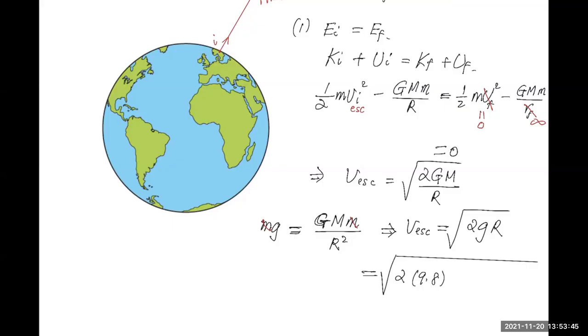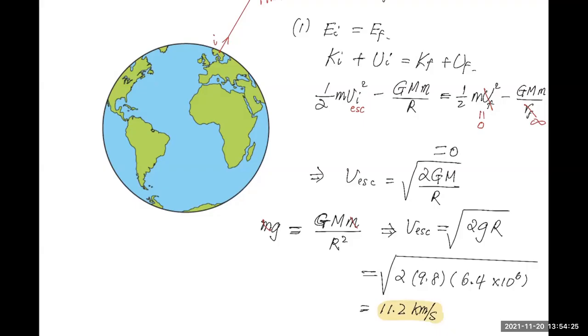So r is 6,400 kilometers, about 4,000 miles, okay? 6,400 kilometers, convert kilometers to meters, that is 6.4 times 10 to the 6 in meters, okay? So the answer will be given in meters per second. And that is 11,700 meters per second, or 11.2 kilometers per second. Okay, that's a lot. That's very, very fast. Kilometers per second, not per hour. That is the escape velocity.